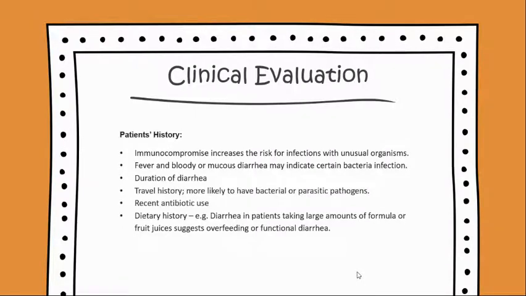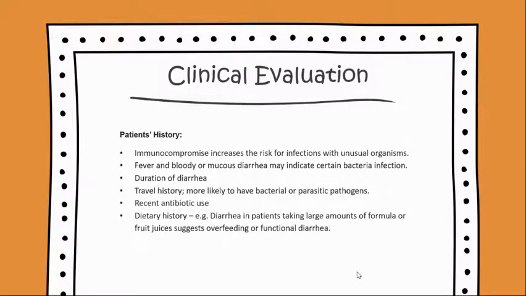Clinical evaluation. Patient's history. Immunocompromise increases the risk for infections with unusual organisms. Fever and bloody or mucoid diarrhea may indicate certain bacterial infections. The duration of diarrhea. Travel history: more likely to have bacterial or parasitic pathogens.